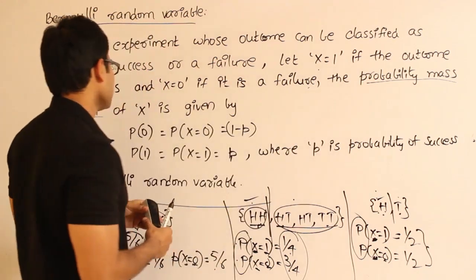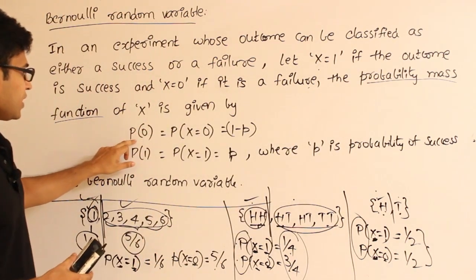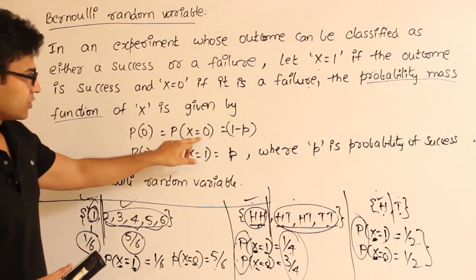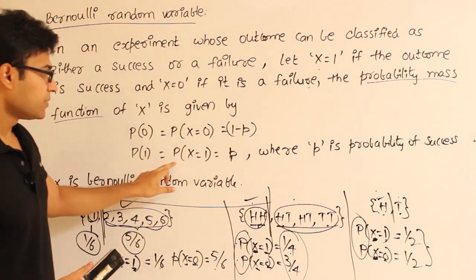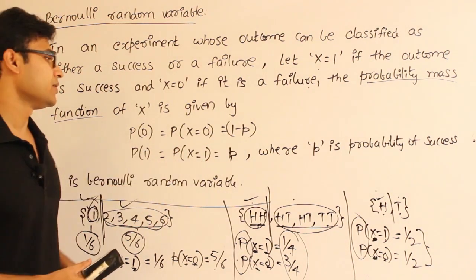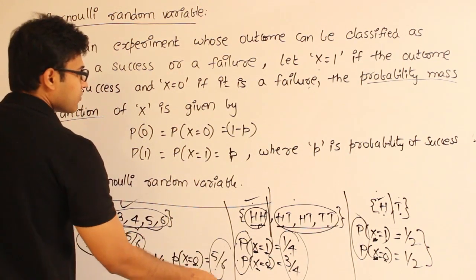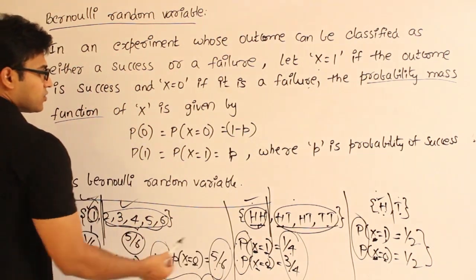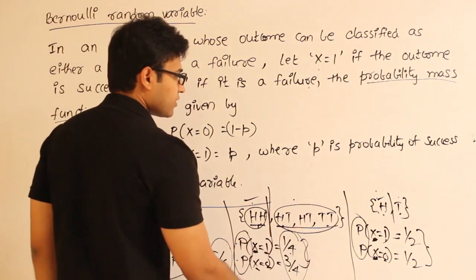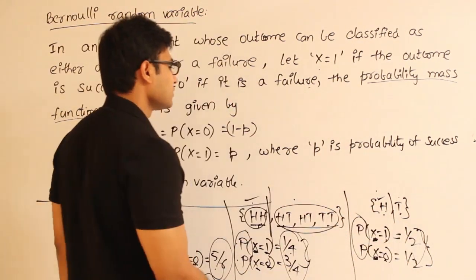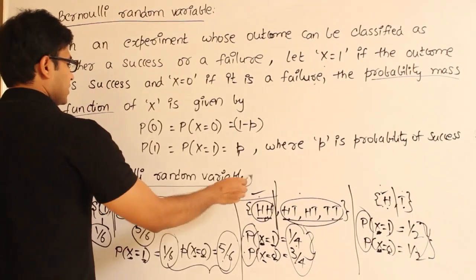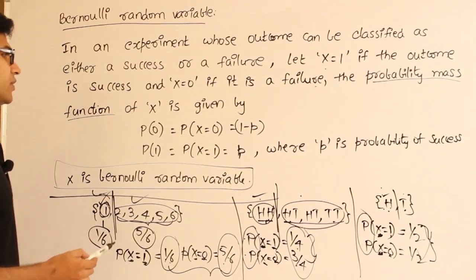Then the probability mass function of capital X is given by P of X equal to 0 is equal to 1 minus p, and P of X equal to 1 is equal to p. So what they mean to say is, if you add these two up, you are going to get 1. Check this: add these two, you get 1, add these two, you get 1, add these two, you get 1. Got it? Then X is a Bernoulli random variable.